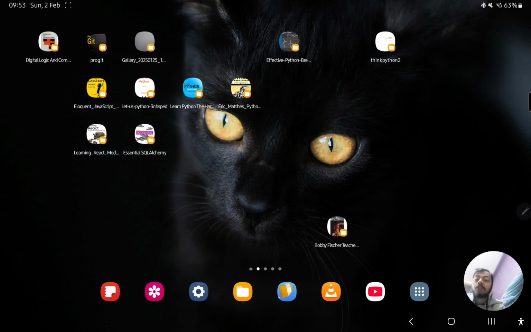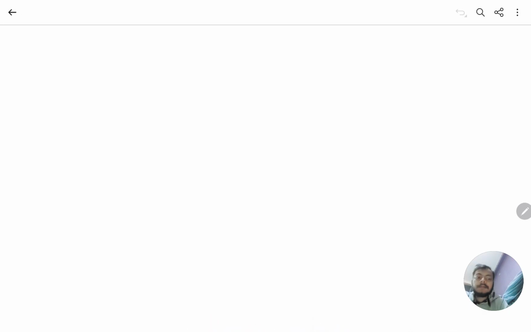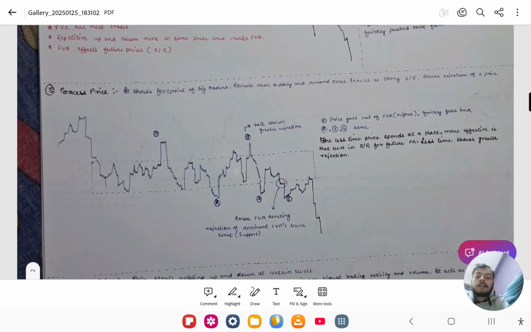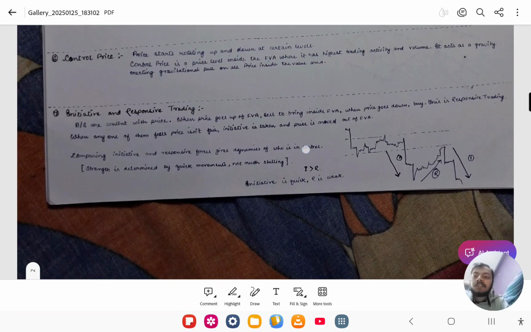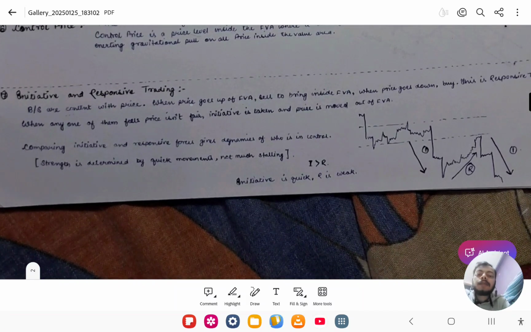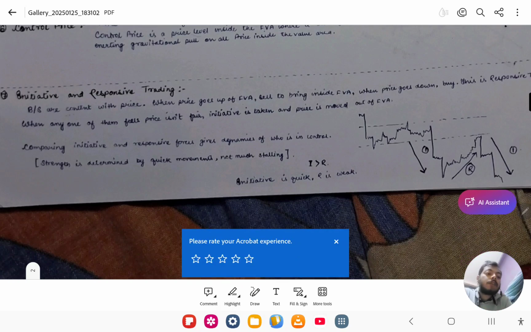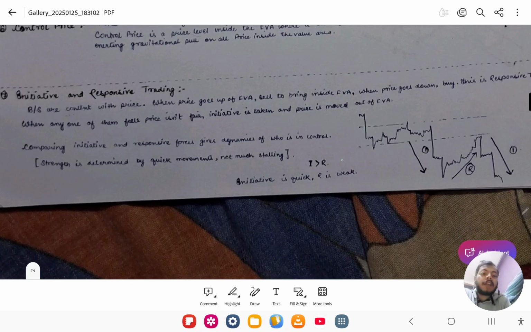The next topic was initiative and responsive trading. So there are two types of trading: initiative and responsive trading. Initiative trading is when a group of people feel that the instrument is not correctly priced, and so they take the initiative and move the price of the instrument away from the fair value area.